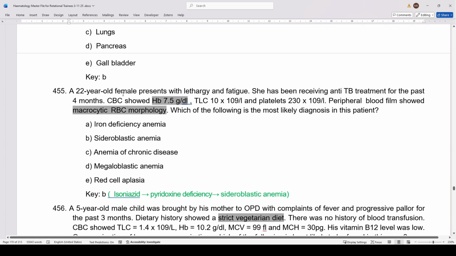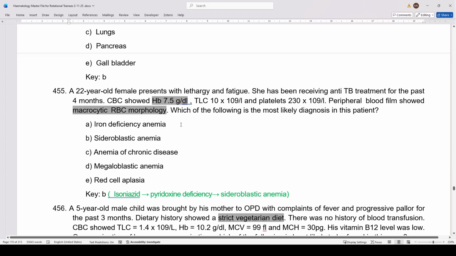Next is a 22-year-old female presented with lethargy and fatigue. She has been receiving anti-TB drugs for the past 4 months. She has hemoglobin of 7.5, okay, so there is anemia, and TLC and platelets are normal. Peripheral smear shows macrocytic RBC morphology. Which of the following is the likely diagnosis in this patient?